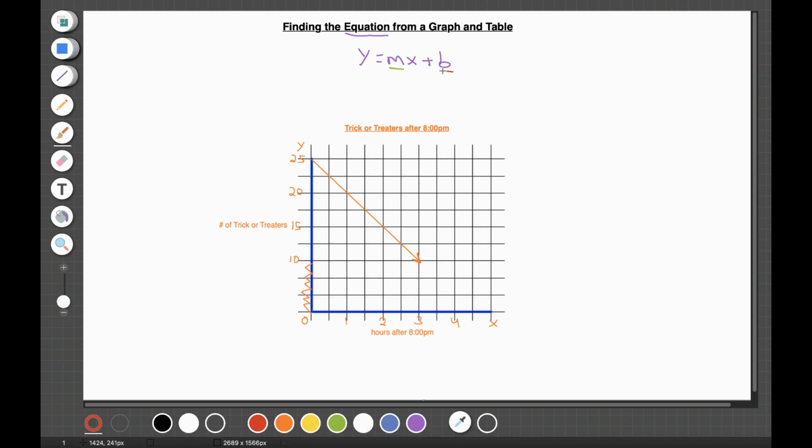Okay, so let's start with the m. What does the m stand for? Good job. That is our slope, and we're going to do that over here. So we need to find our slope. And that means that the b stands for what? Good job. That means that the b stands for our y-intercept.